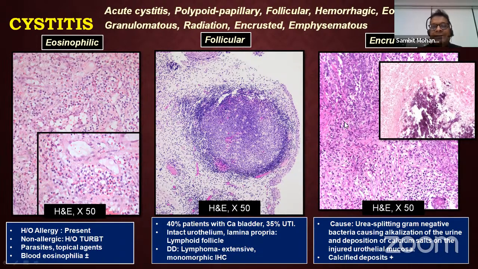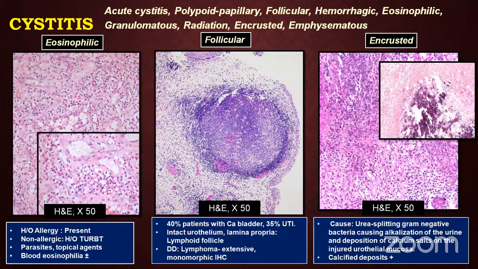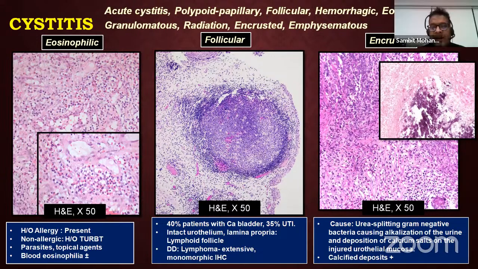Then you can have encrusted inflammation of the bladder, or encrusted cystitis. What is it? This is a urea-splitting protease group of gram-negative organisms, which tend to make the urine alkaline and deposit calcium salts on the injured epithelium. We may or may not find the bacilli, but what you see is denuded epithelium with a lot of calcium oxalate crystals.